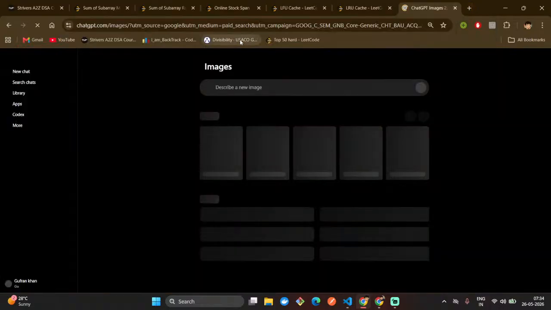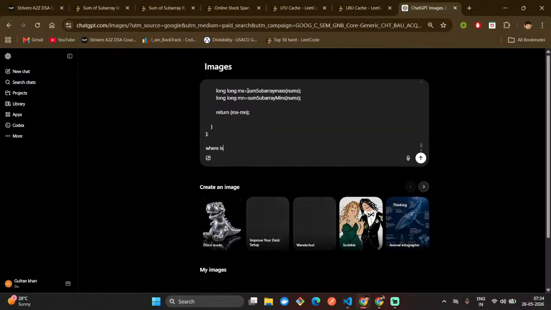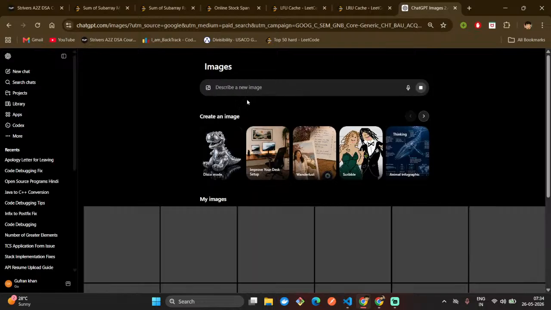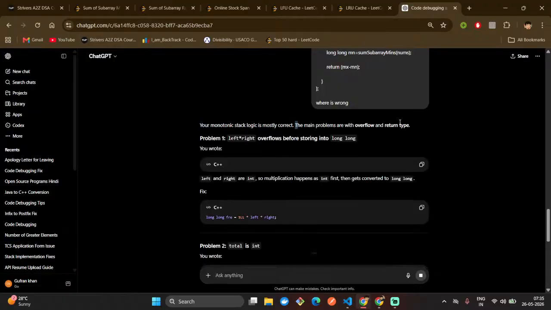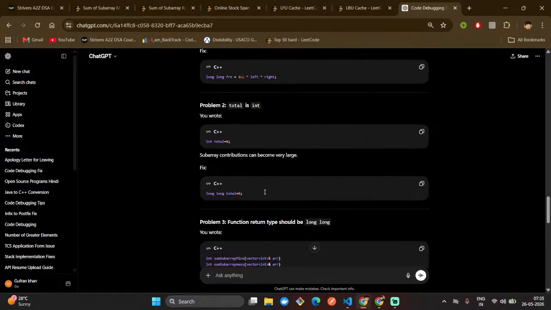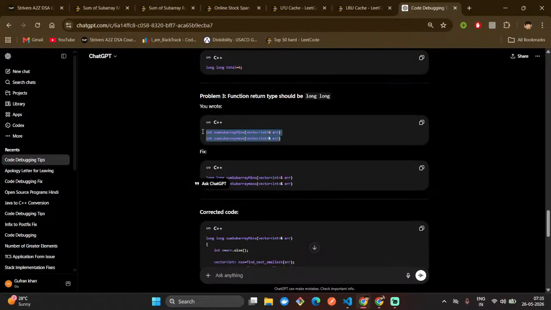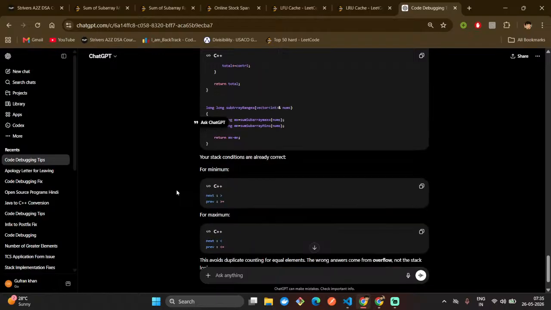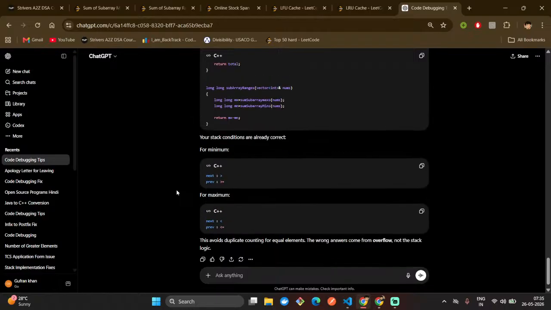ChatGPT says the logic is correct, but the problem is the overflow condition. Left, right. Okay. So what is the solution? Okay. Here your condition is for the minimum, next for the maximum, so it's the previous. To avoid duplicate counting for the equal elements, the row answer comes below.